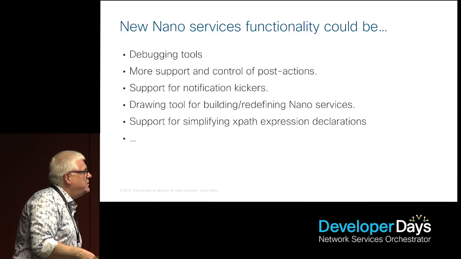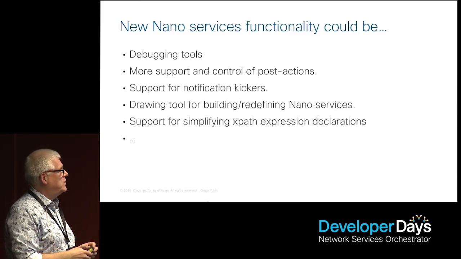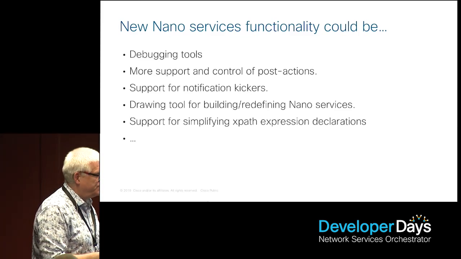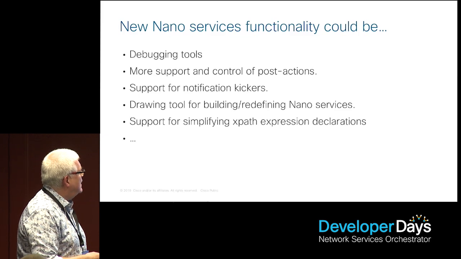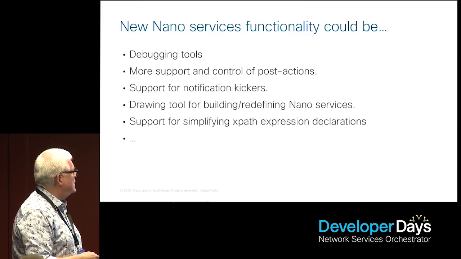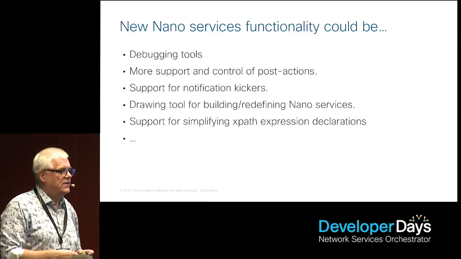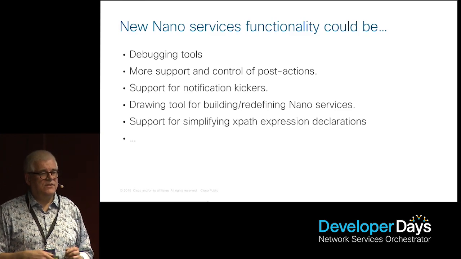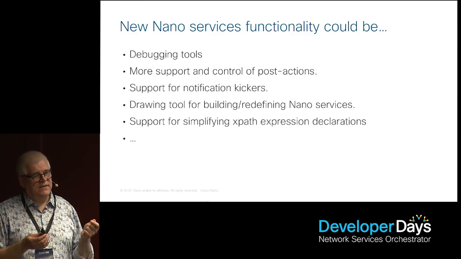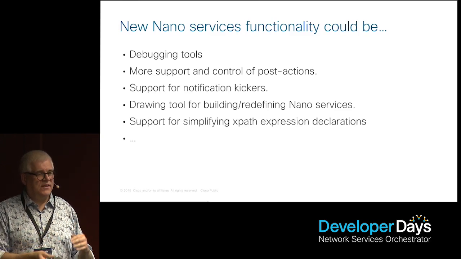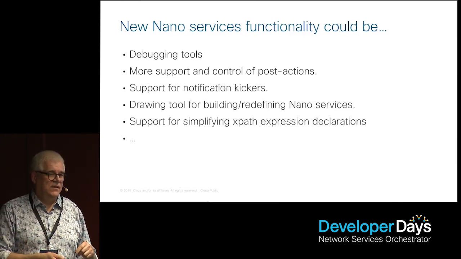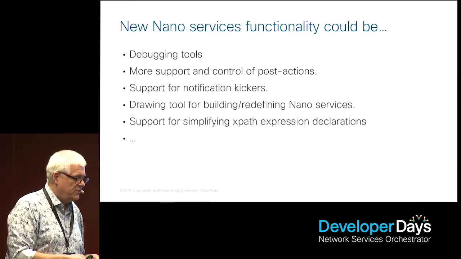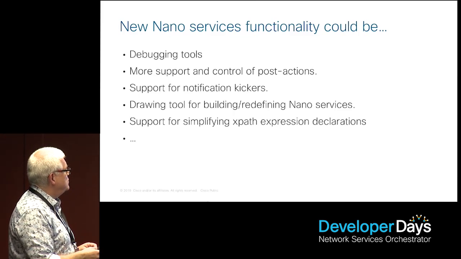The post-action part is becoming more and more of interest. So there are certainly things that we need to do there to have more functionality to control them. Since this was released as experimental, there is now something called notification kickers. They are not part of these declarations. So if you need that, you actually need to fake it by writing that configuration as part of your nano service crate. And that is boring and maybe even error prone. So that would be better put into the declaration part.